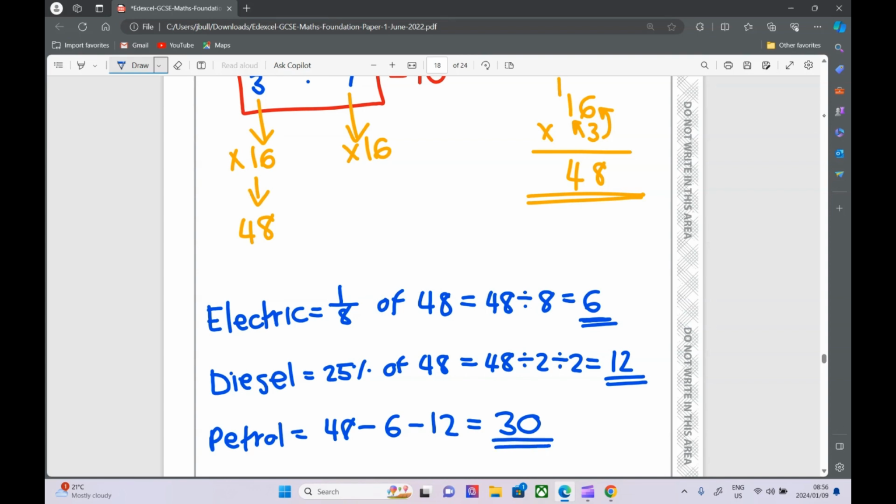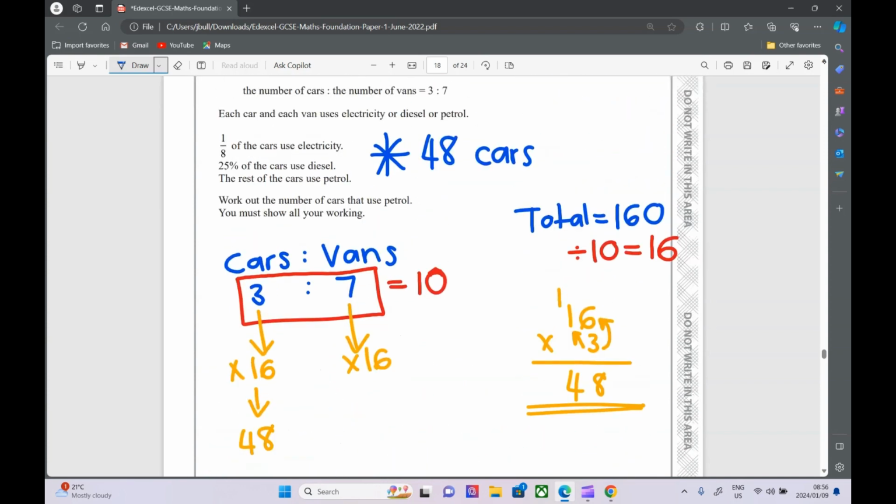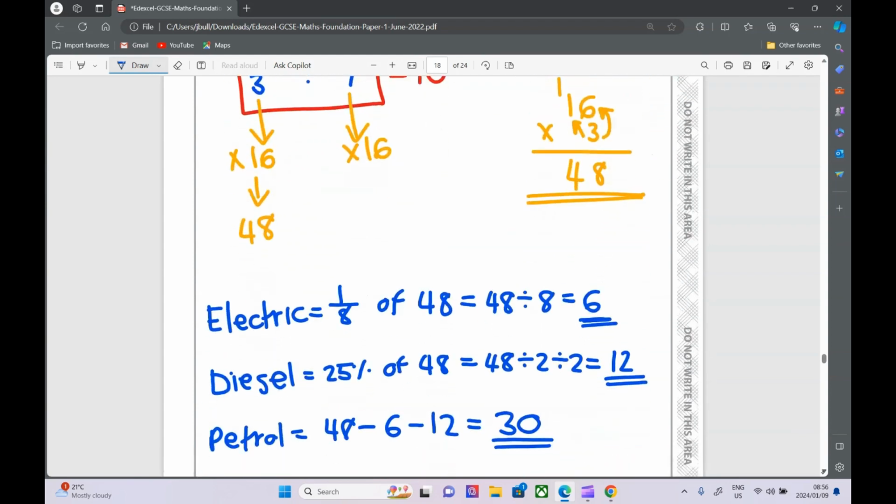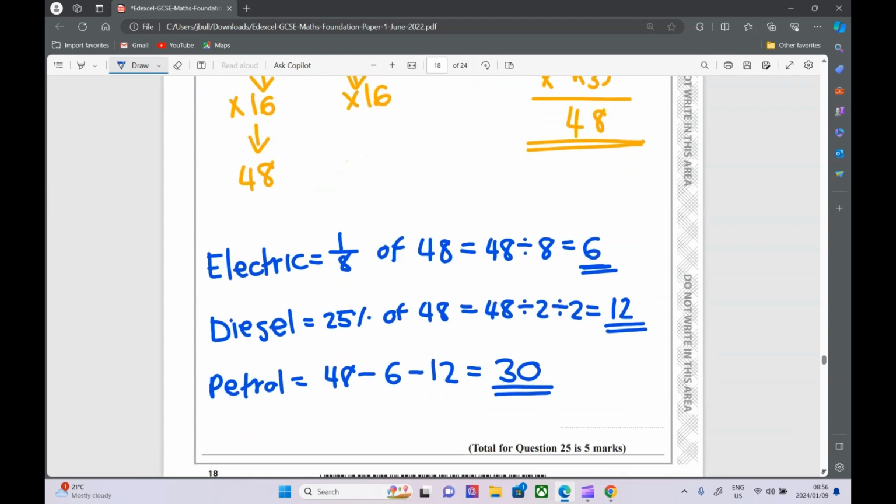Okay, so it's quite a scary question in the beginning. We just need to break it down like that, work out what you can, because there's a lot of marks for this one. Let's see, this is probably a 5-mark question. Yeah, see, 5 marks. So if you just work out everything that you possibly can, you'll get lots of marks, even if you don't get that final answer.